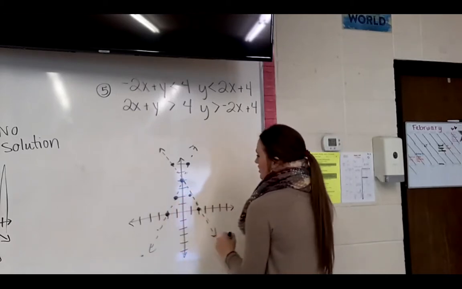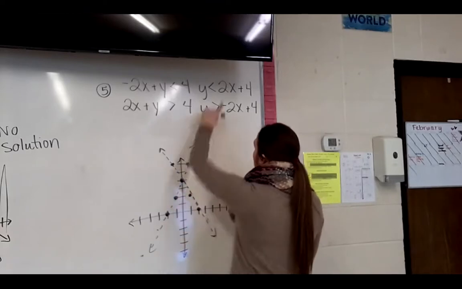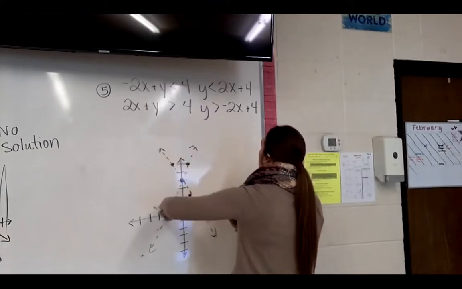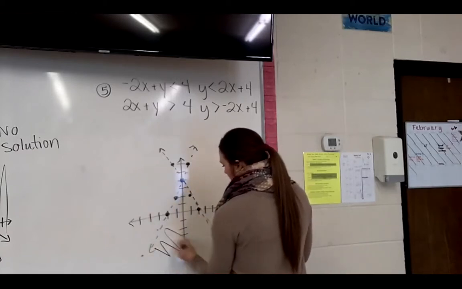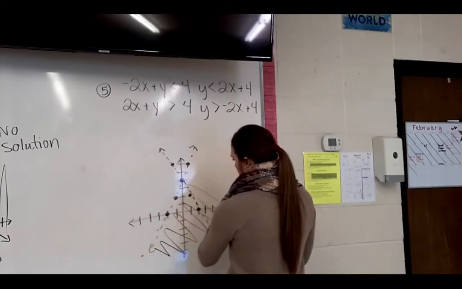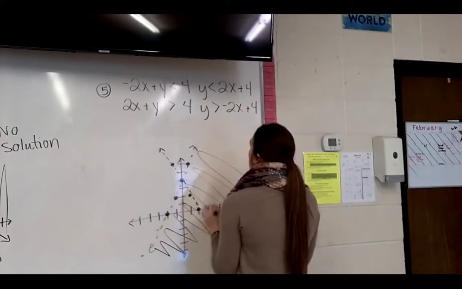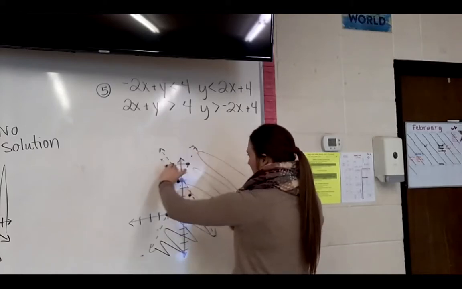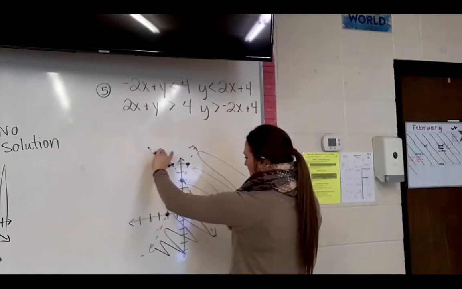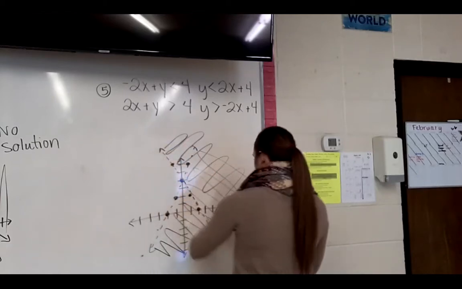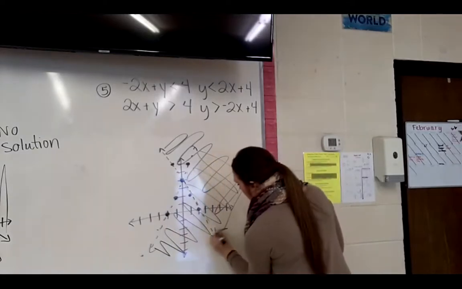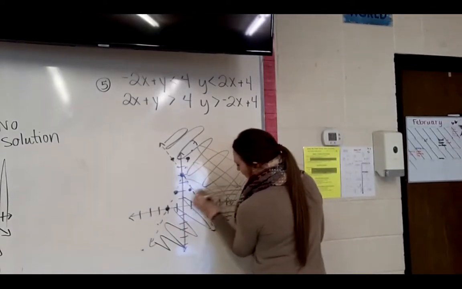Okay, so now let's look at our shading. My first one, y is less than that, so that would be shaded this way. This one, y is greater than this line, which would be shaded above. So then I'll go back, they intersect or overlap right here.